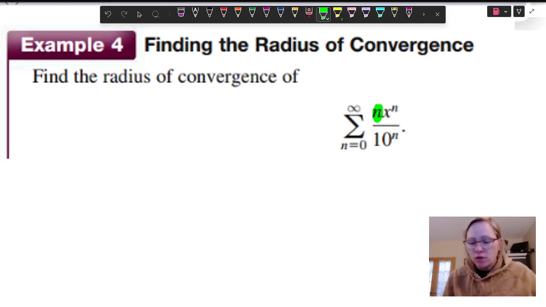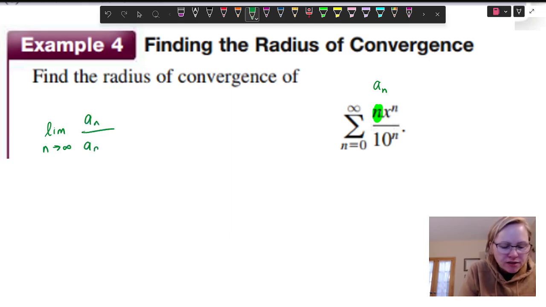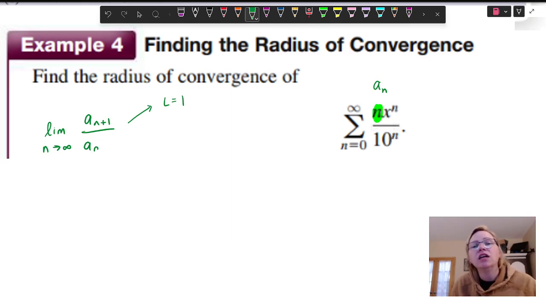So let's talk about how we're going to approach this. Basically, I'm going to take this, which is called my nth term, so I'm going to call this a_n. If you remember what our ratio test does, it says if I take the limit as n approaches infinity of a_(n+1) over a_n, I'm going to get one of three results. If I get a limit equal to 1, back in our series situation, we called that an inconclusive result, and we would have to go on and try a different type of test to see if our series converges.